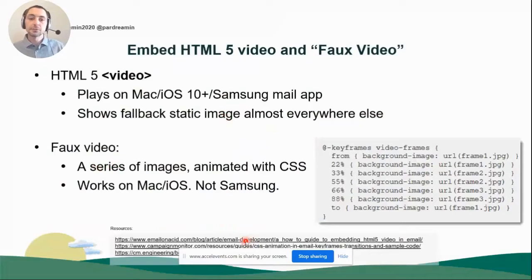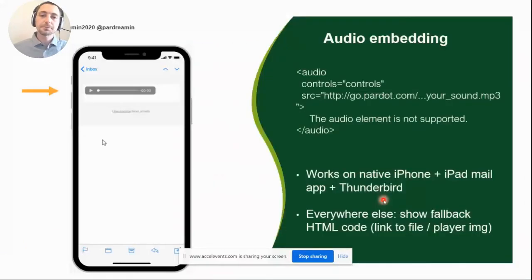An interesting technique I found during the research for this presentation is faux video. You can have a preview of your video created by flipping through a bunch of images using a CSS animation. This works on Mac and iOS, but not Samsung. The benefit is, remember, GIF is a very low quality animation format. Here you can have really high quality short video previews. You still have to click through to the actual video.